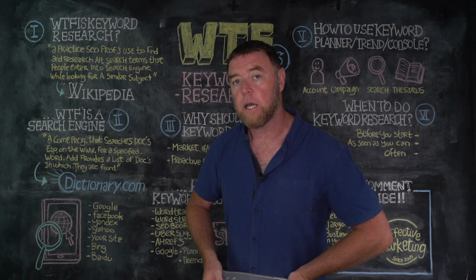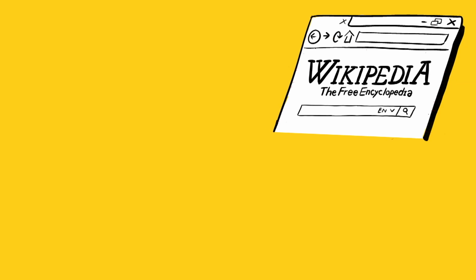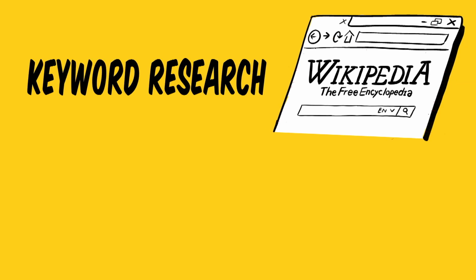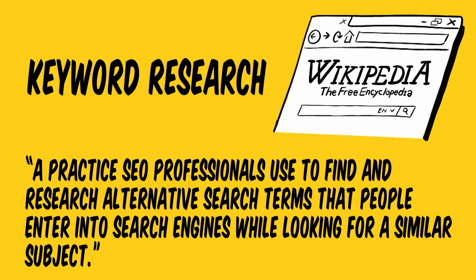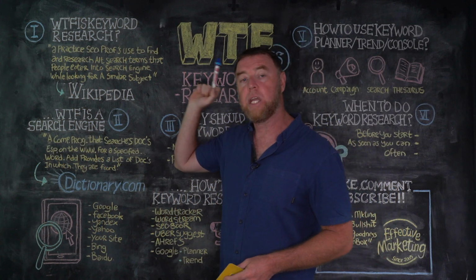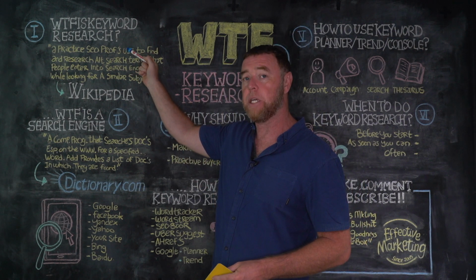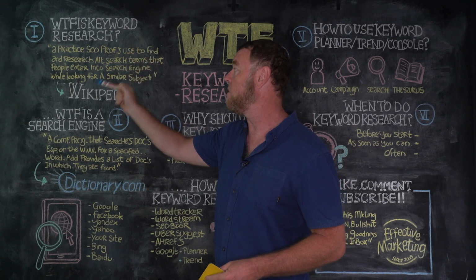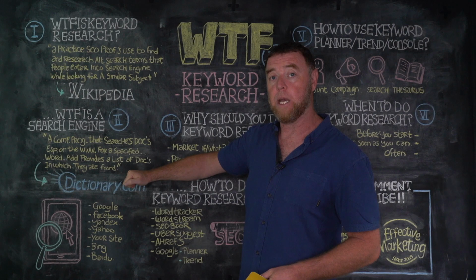So if we are going to understand what keyword research is, we're going to need a definition, and we found one at Wikipedia. And what Wikipedia tell us is that keyword research is a practice SEO professionals use to find and research alternative search terms that people enter into search engines while looking for a similar subject. Now we are challenged a little bit here because we haven't defined SEO or search engine optimization. That will be happening in a future video, and we haven't actually defined at this point search engines, but that will be happening in point number 2.